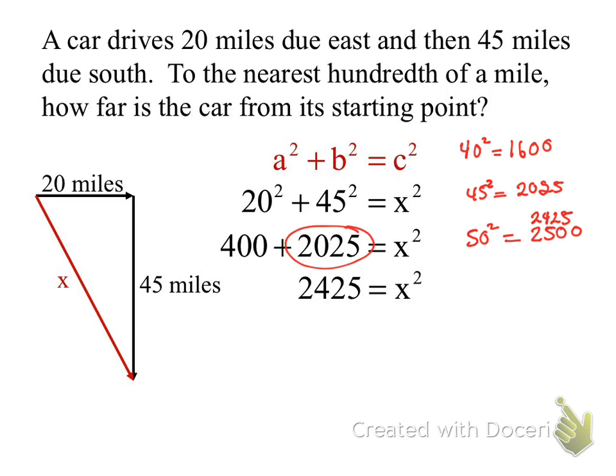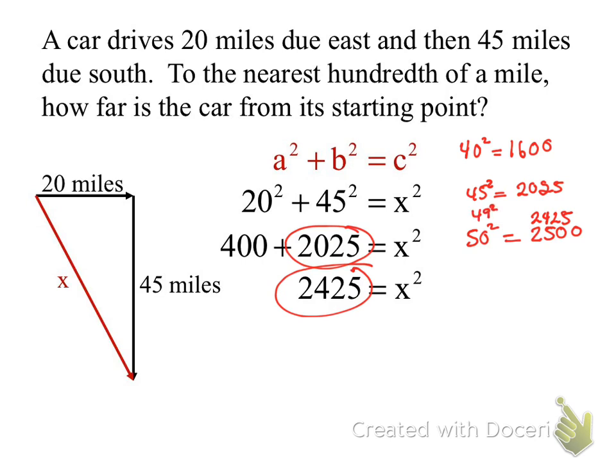Now, what I have done is I have figured out, of all the numbers out there, that this is between either 48 squared or 49 squared. And I think it's going to be 49. 49 times 49 is 2401. So it's a little bit more than 49 squared.